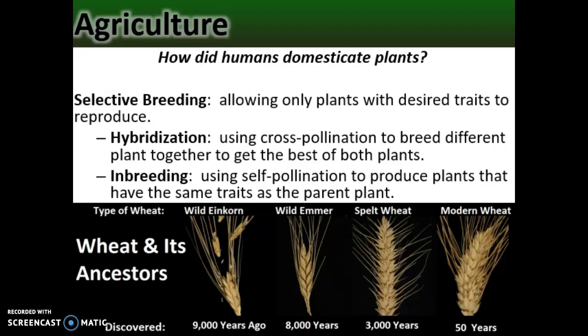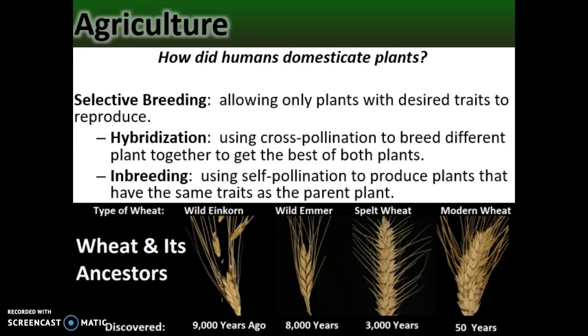Hybridization is choosing two different parents, parents that have different traits, and trying to cross them to get the best possible combination. In inbreeding, you're trying to preserve a combination of traits in one organism. You're trying to keep a plant the same generation after generation.